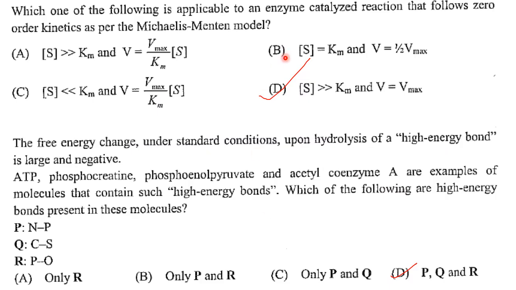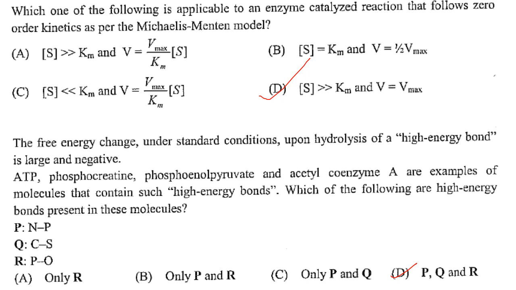Then next one. Which one of the following is applicable to an enzyme catalyzed reaction that follows zero order kinetics as per Michaelis-Menten model? So the answer here is option D, S very much greater than Km, and V is equal to Vmax.